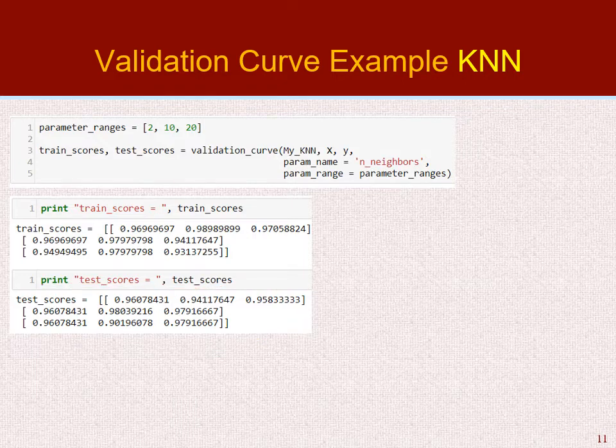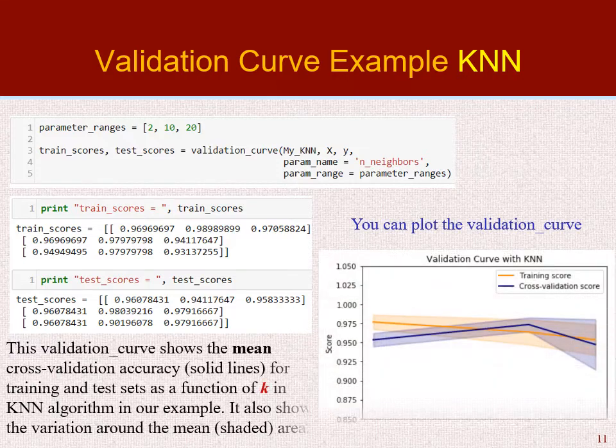So for each parameter, we can find the average of these accuracy scores and plot them, as you can see here. So in the graph on the right, the y-axis shows the accuracy score, and the x-axis shows the different values for parameter k, the number of neighbors. The average cross-validation accuracy score for training data is shown by this solid orange line that you can see here.